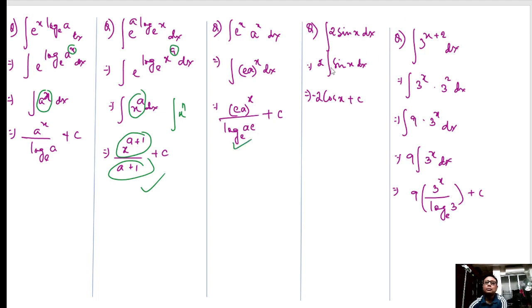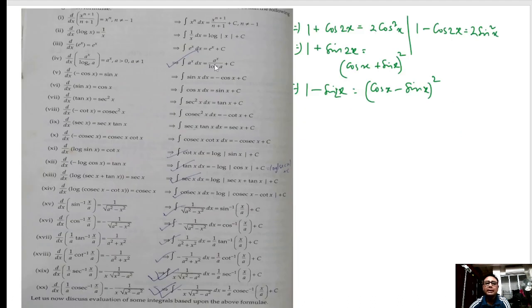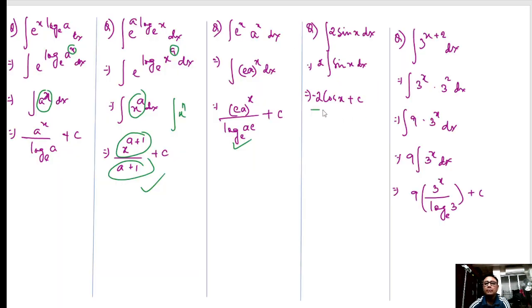2 sin x. 2 goes out. What is the integration of sin x? Sin x is minus cos x. So using this we get it. 3 to the power x plus 2, we write it as 3 to the power x. This is 9. 9 goes out. It is looking like the integration of a to the power x dx, which is a to the power x by log a.